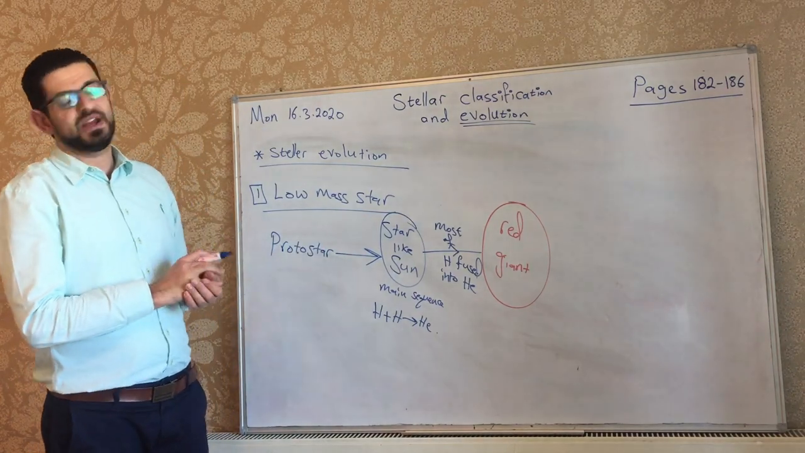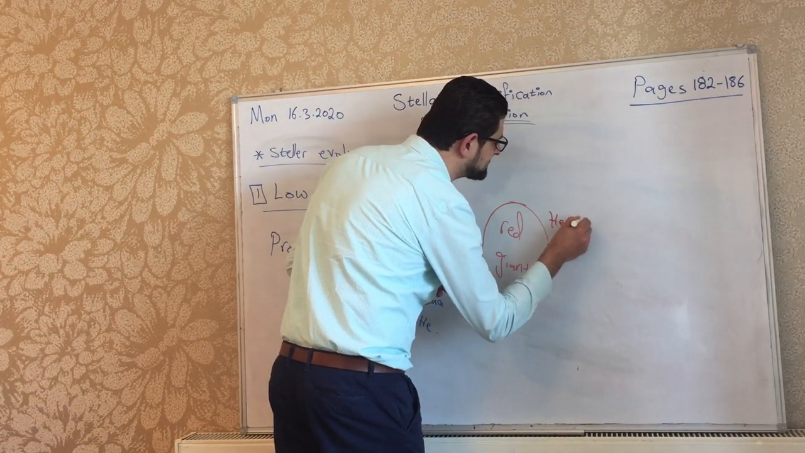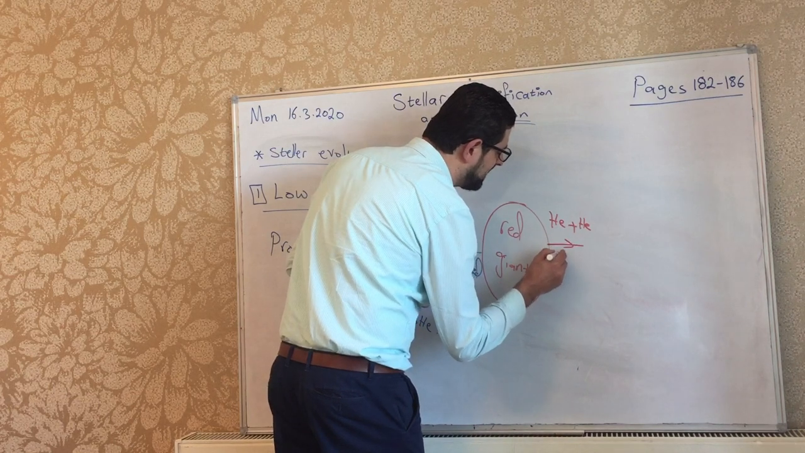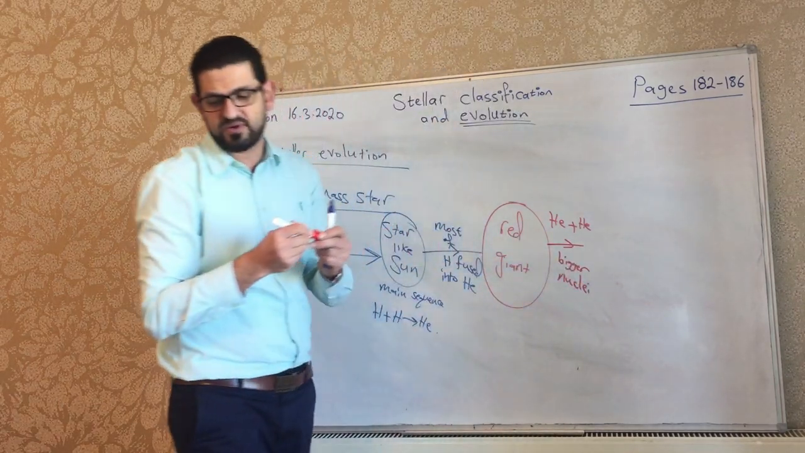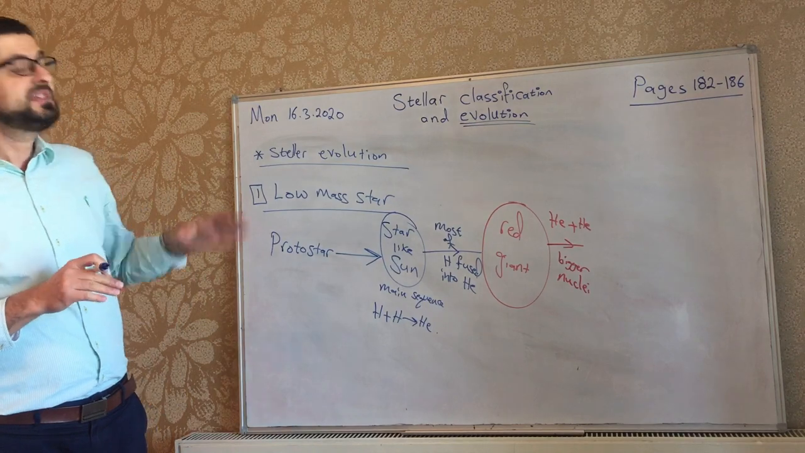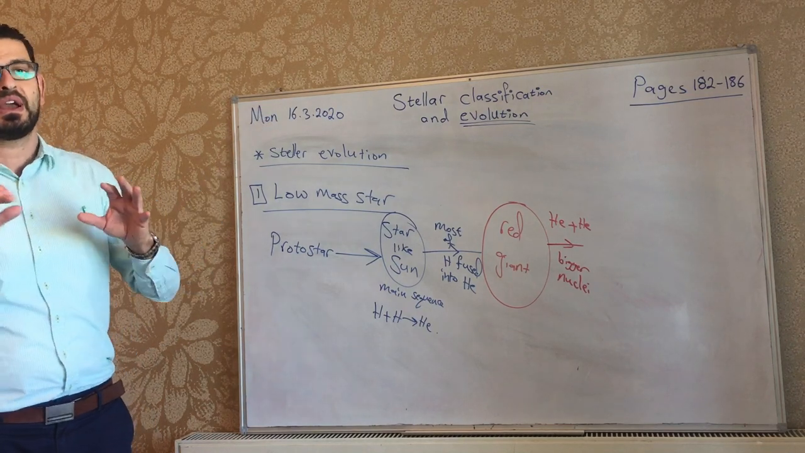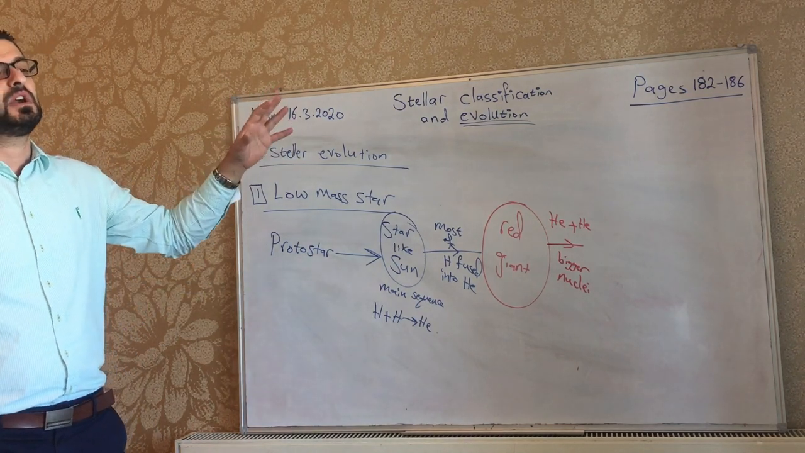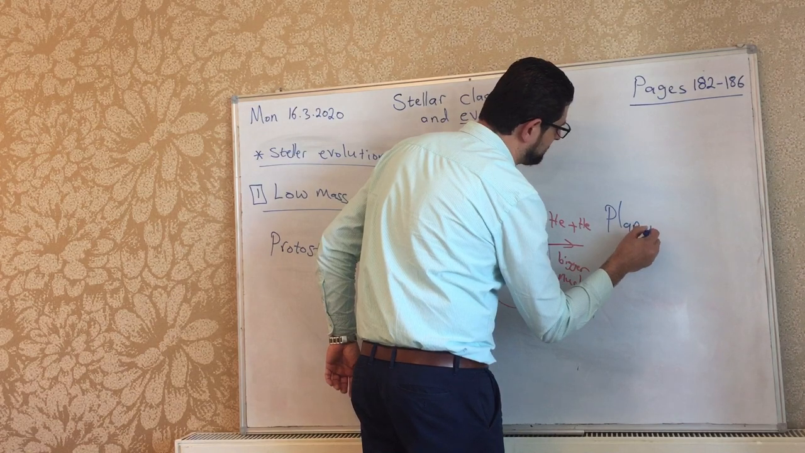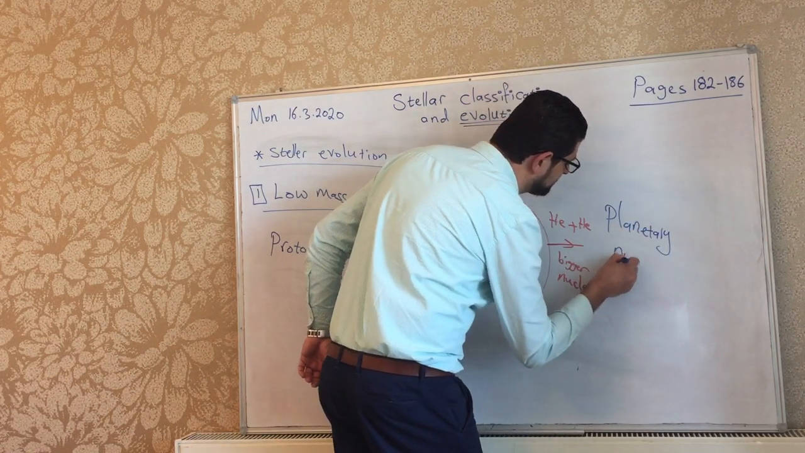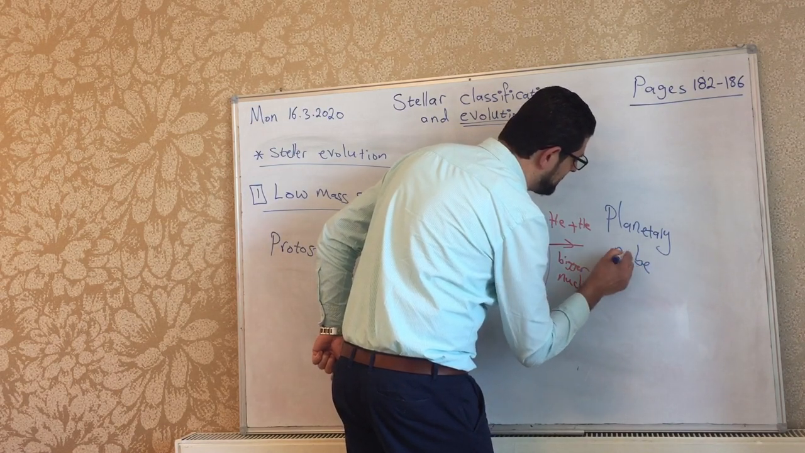Now, when it is a red giant, helium and helium start fusing together, producing bigger nuclei like carbon or oxygen. This is an unstable stage. It causes the star to explode and shatter matter in the universe, which we call a planetary nebula.